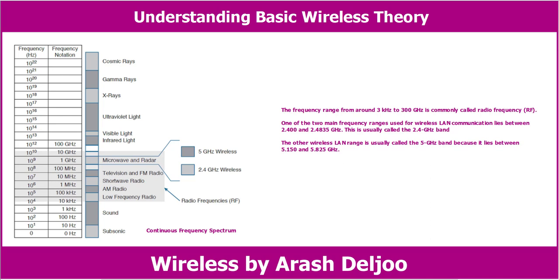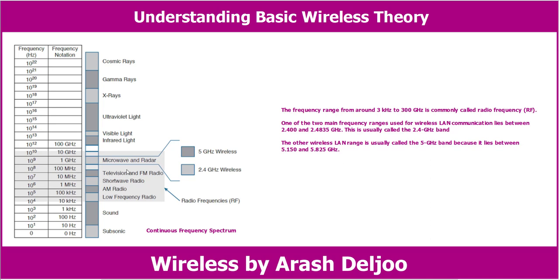Okay, the frequency range from around 3 kHz to 300 GHz is commonly called radio frequency, or RF. It is so important for us. The frequency between 3 kHz, okay, from here, and 300 GHz is commonly called radio frequency, or RF. About the RF, it includes many different types of radio communication, as you can see here, including the low frequency radio, AM radio, shortwave radio, television, and also FM radio, microwave, and radar.